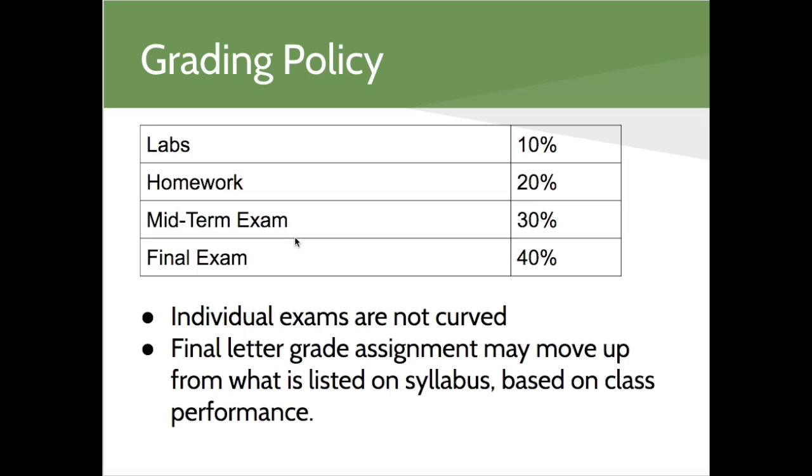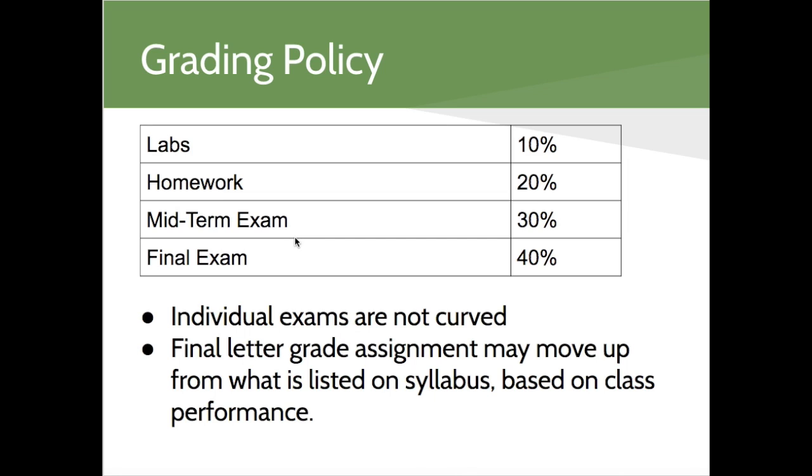Your labs and your homework combine for 30%. So your labs are 10%, your homework is 20% of your grade. So you can do the math here. There's 4 homework assignments, so each one of those is worth 5% of your semester grade. The labs are worth significantly less, right? So there's 13 labs, 10% of your grade. So you're talking about less than 1% for each lab that you submit.